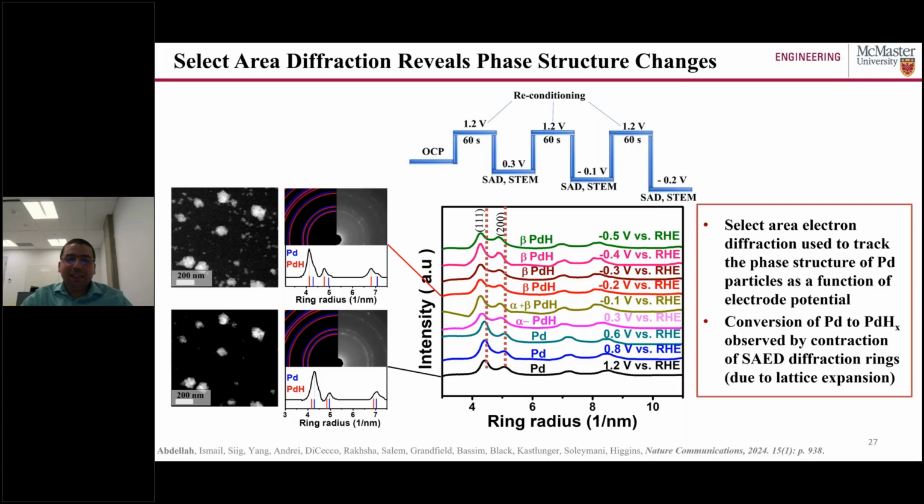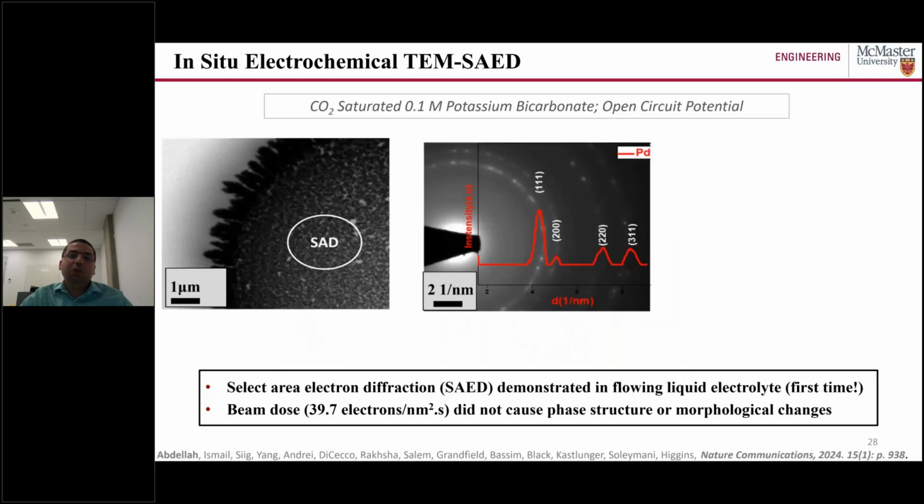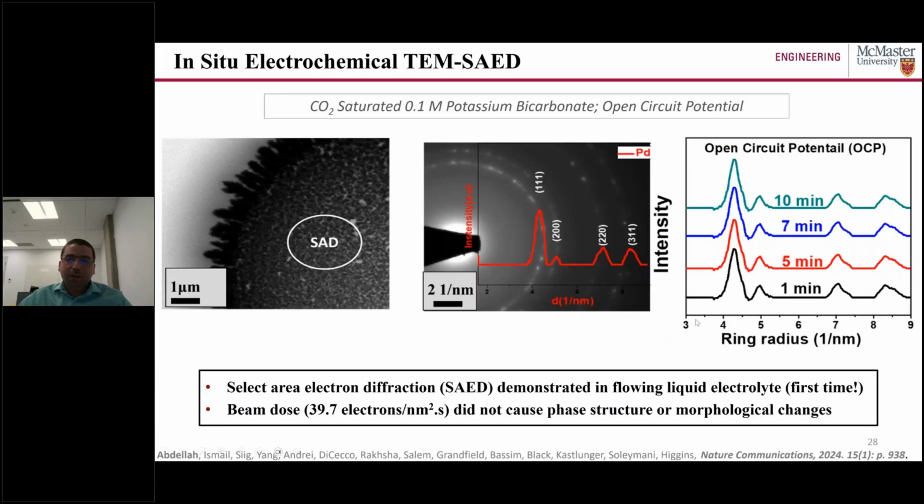But the effect of the beam is very critical. You need to be sure that this change you can see in the diffraction is coming from the electrochemical phase transformation, not from the bubble formation, because the beam interaction with the electrolyte can generate hydrogen, and this hydrogen can create this palladium hydride. So to be sure, we conducted diffraction patterns at open circuit potential. Here we don't apply any electrochemical potential, and we just track the diffraction at this small low dose. You can see here at different times that this diffraction does not change.